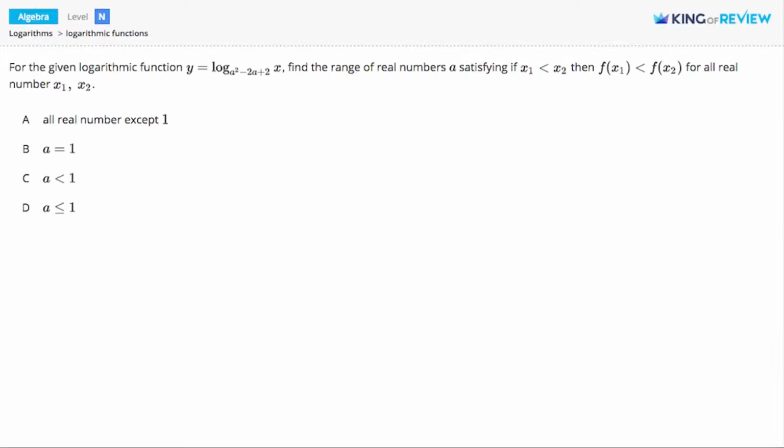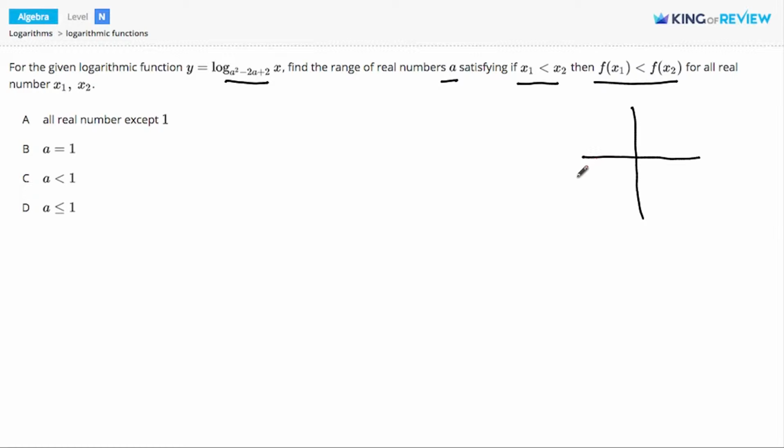So we have a log function here with a base that we're not sure about yet, and we need to find the range of real numbers a to plug into this base so that if x1 is less than x2, f of x1 is less than f of x2 for any real numbers x1 and x2. It'll be helpful here to think about what logarithmic functions tend to look like.